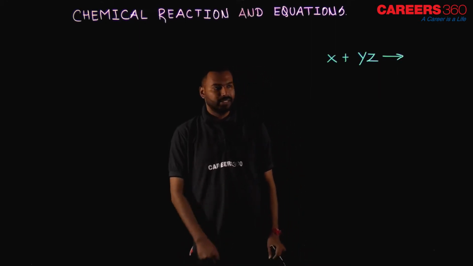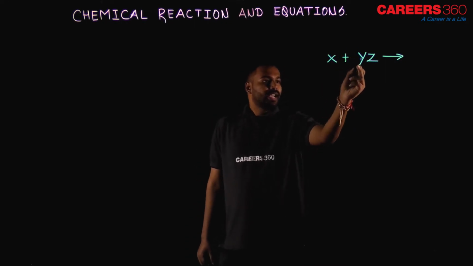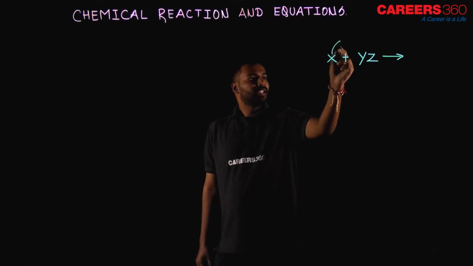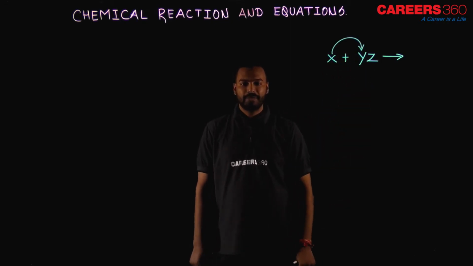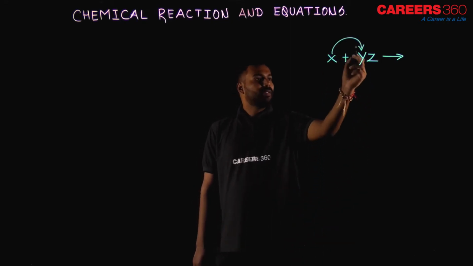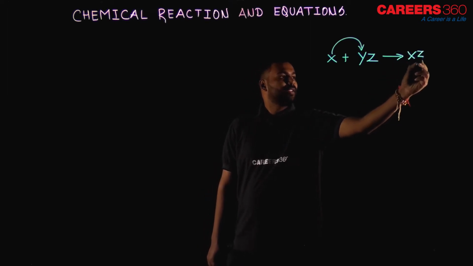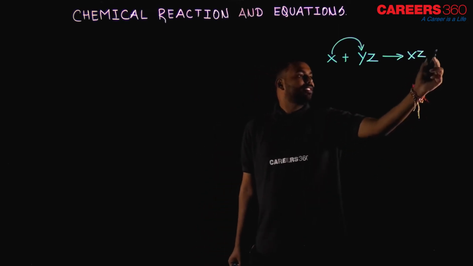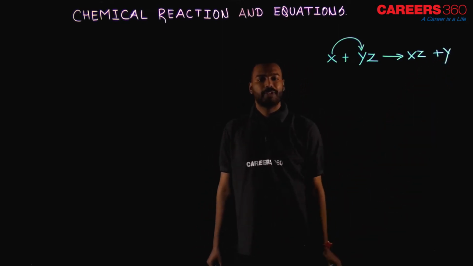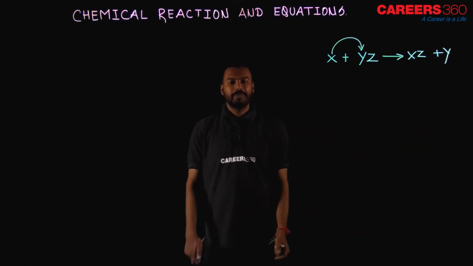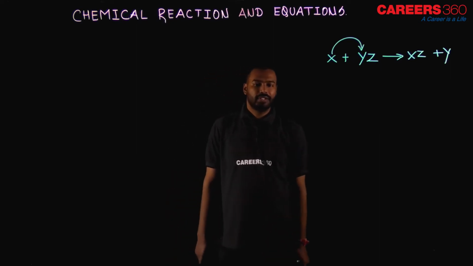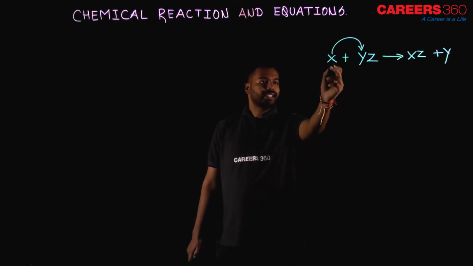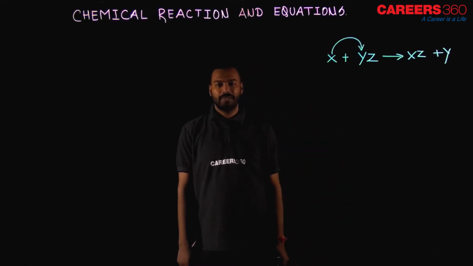So what X does, X will come here and X will replace Y. Y will come out and X will take its place. X is more powerful than Y, so X will come here and they will form XZ. XZ coupling will take place and Y will sit alone because Y is weak. Let me introduce you to a new reaction that is called displacement reaction. Dear student, as you can see, X displaced Y successfully.